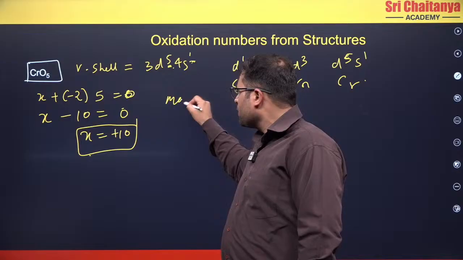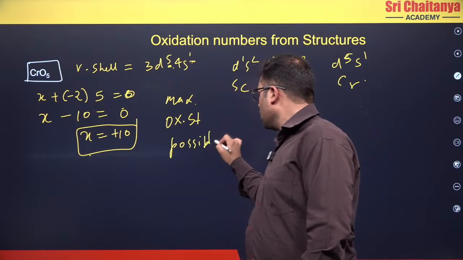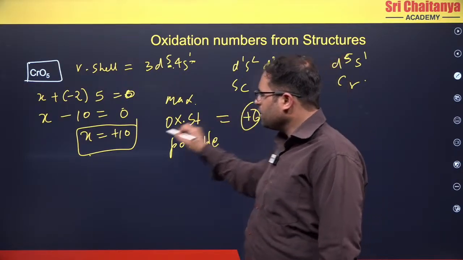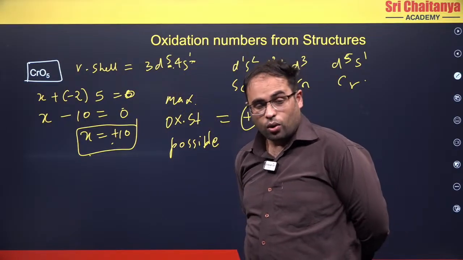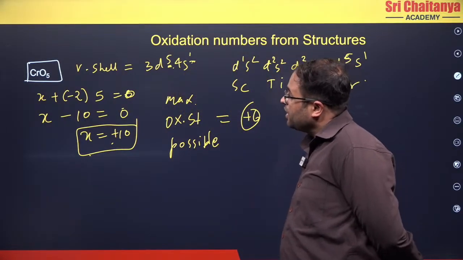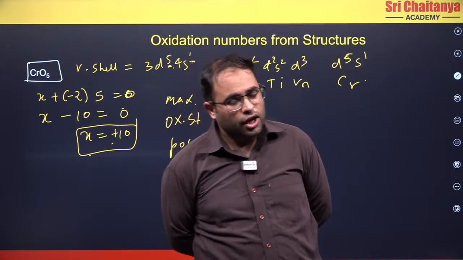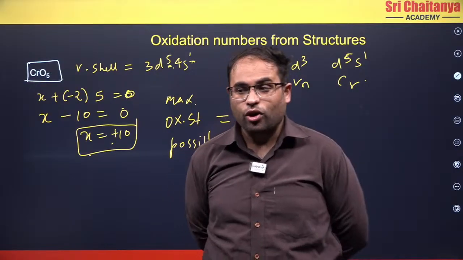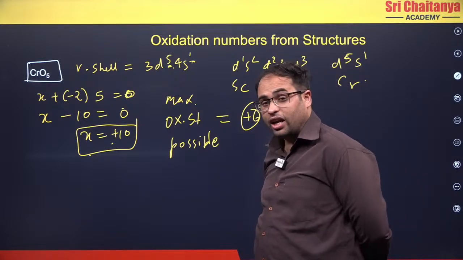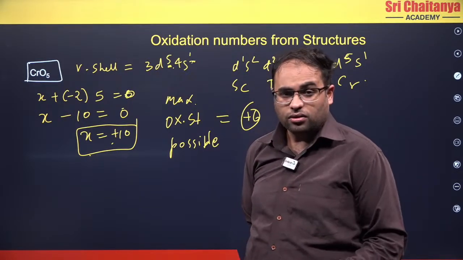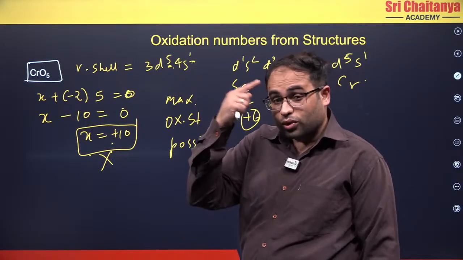10. Is it possible? Valence electrons are 6. So the maximum oxidation state possible is how much? +6. What is this +10? It means that we are wrong. Why are we wrong? Because that is the maximum it can donate. See, if you have 6 rupees in total in your pocket, you can only spend 6, right? You cannot spend 10 rupees. If you have 6 electrons in your valence shell, you can only donate 6, you can't donate 10, right? So there is something wrong. So this does not work here. For these special cases, you have to go to the structure.